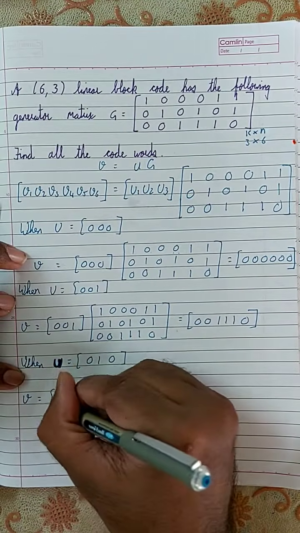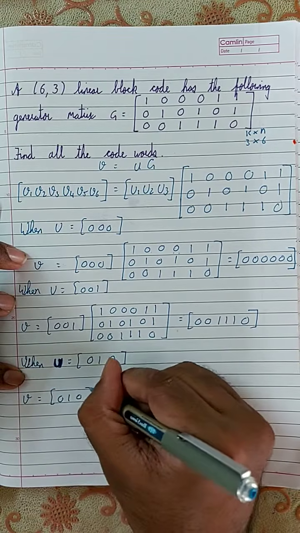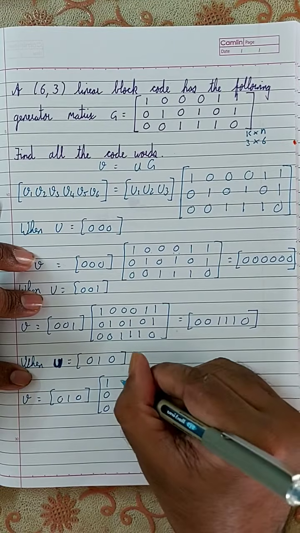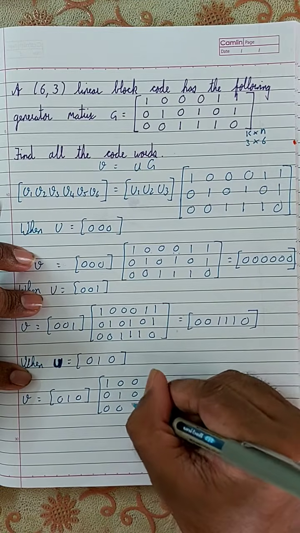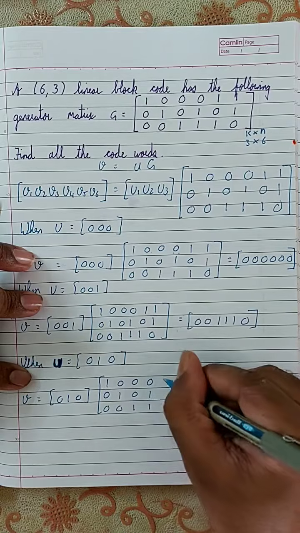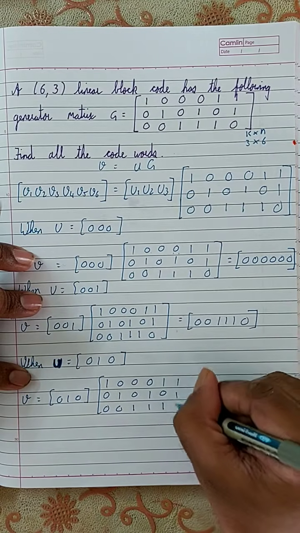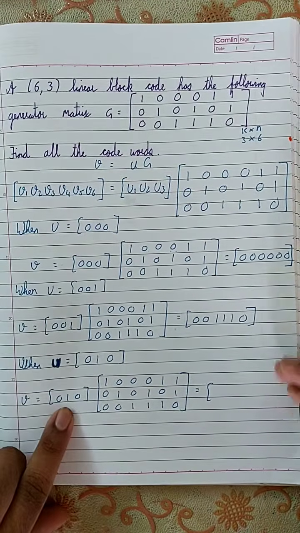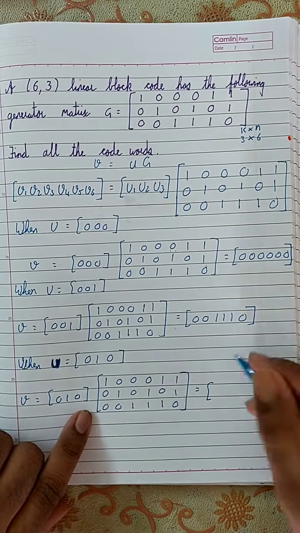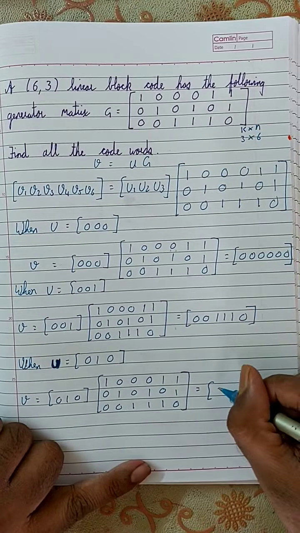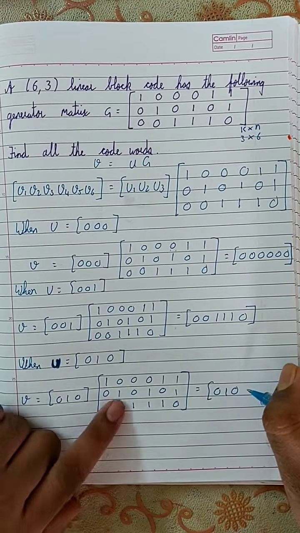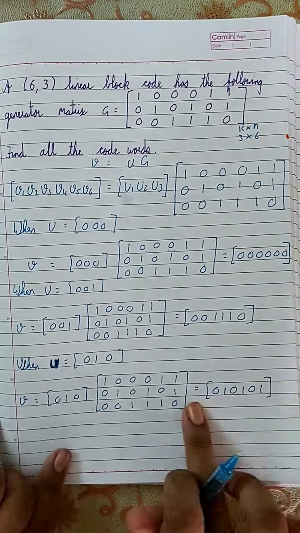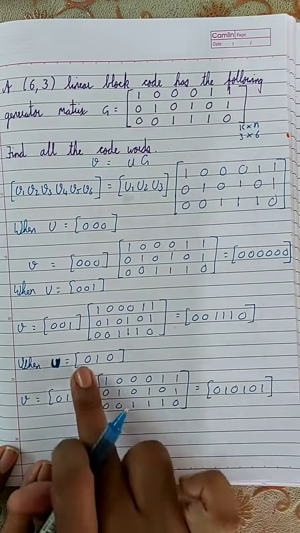Then v is equal to 0 1 0 into 1 0 0 0 1 0 0 0 1 0 1 1 1 0 1 1 1 0. Okay, and you will get it as this. Here you can see the second element is 1, therefore simply copy the answer of the second row, that is 0 1 0 1 0 1. Okay, this is the code word of the third message.